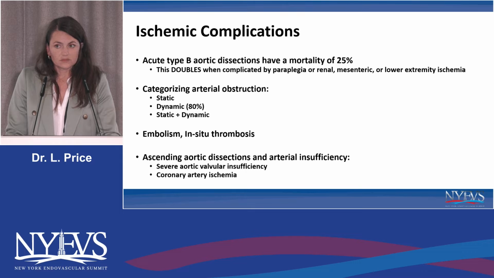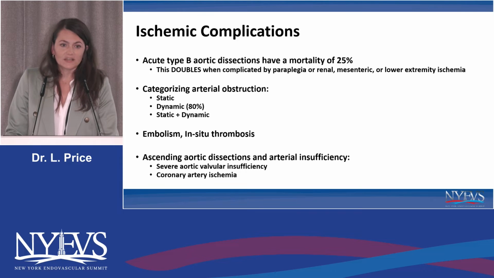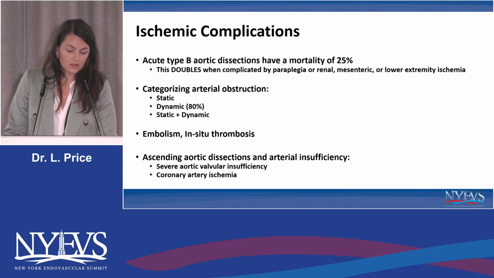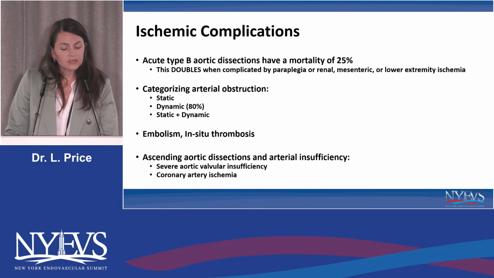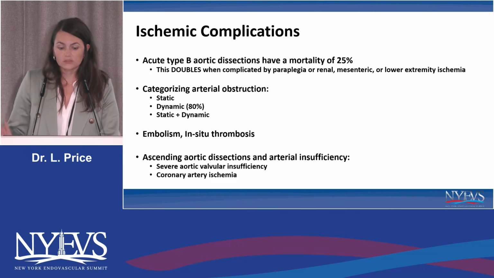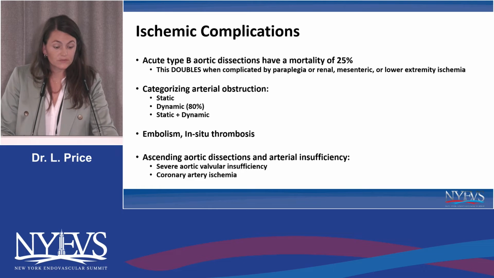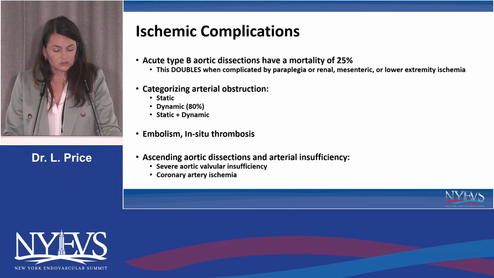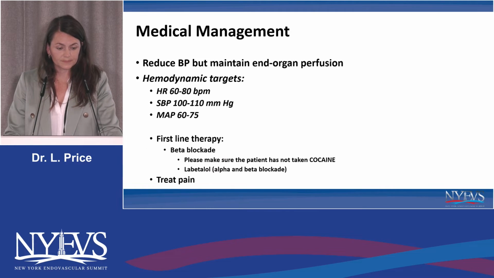Arterial obstruction can be classified in a variety of ways. You can have static, so with that dissection, that plane affects that aortic branch. That is a static obstruction and can cause ischemia. You can also have dynamic obstruction, so that doesn't necessarily mean that the dissection plane affects the aortic branch, but that the actual septum is coming in and out of that aortic branch, causing intermittent obstruction. You can get a combination of both. You can also have ischemia due to embolic events, thrombotic events, and then, as I'm sure will be mentioned later, you can have ischemic complications due to the effect of an ascending aortic dissection with AI and coronary artery ischemia.